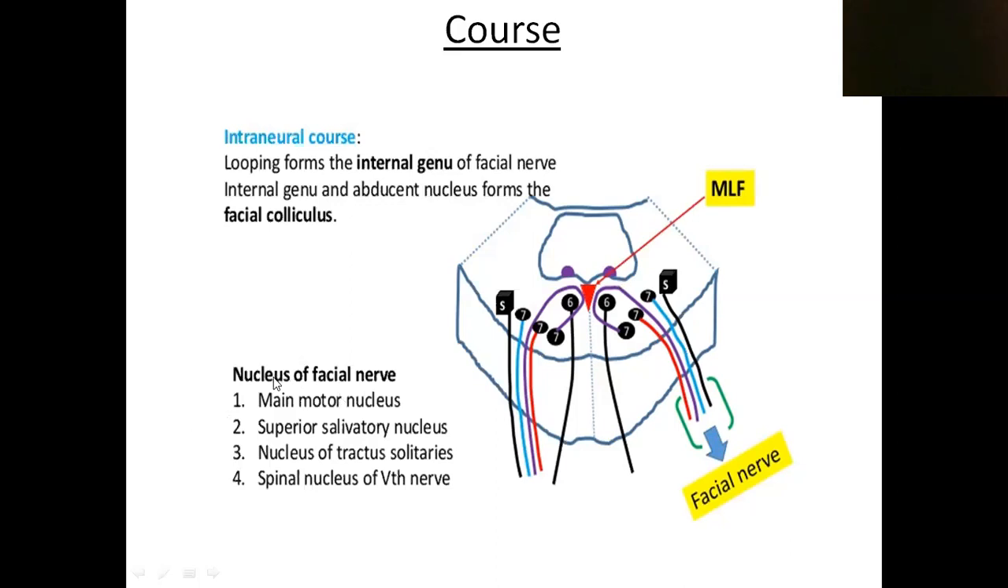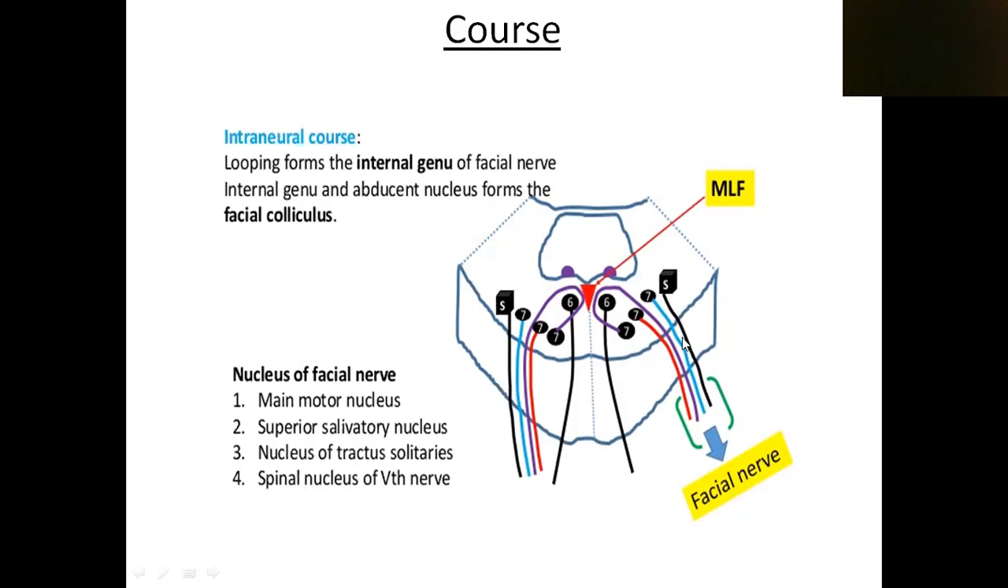Anyway, facial nerve fibers arise from four nuclei. What are the four nuclei? Motor nucleus, superior salivatory nucleus, nucleus of tractus solitarius, and spinal nucleus of trigeminal. From these nuclei, the fibers run anteriorly or anterolaterally. Anteriorly means strictly forward. This is the posterior side and this one is the anterior side. Strictly anteriorly means they run like this, but it's not like this, so it runs anterolaterally.